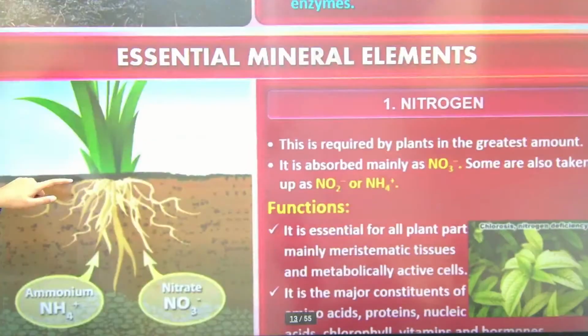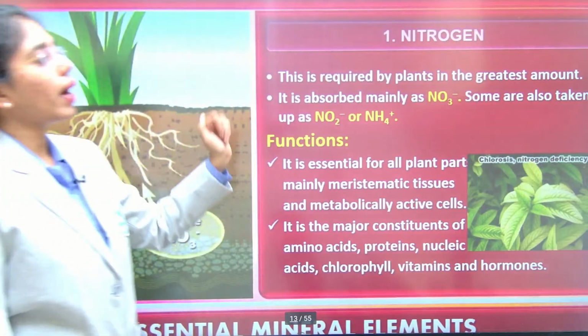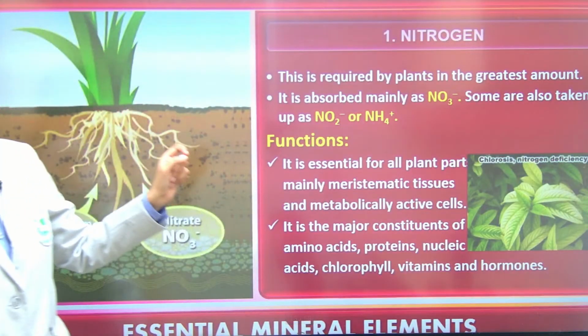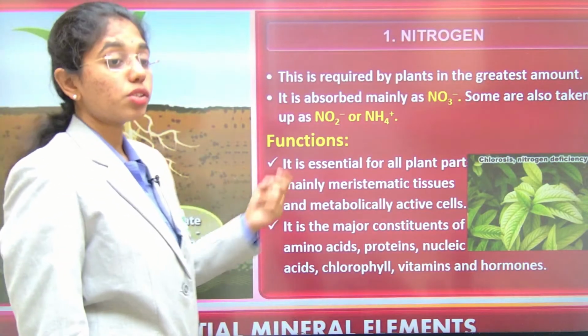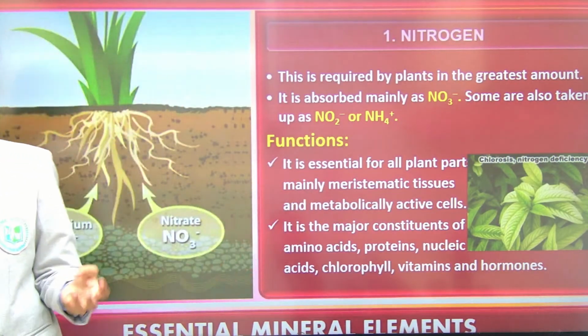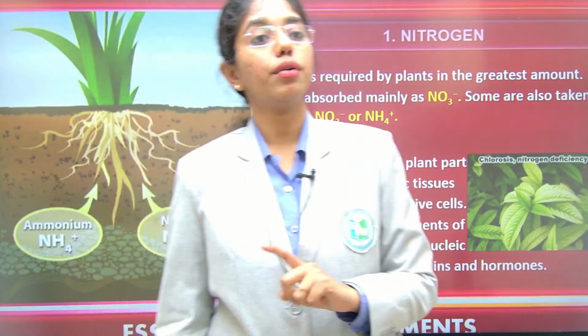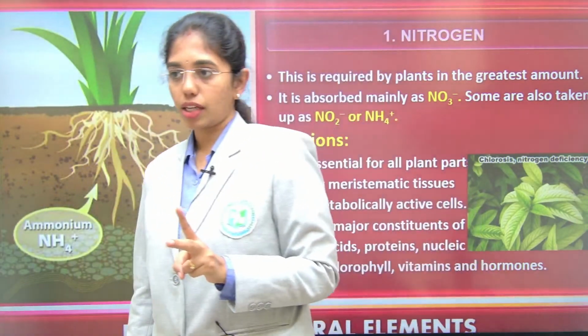Next, first is nitrogen. This is required by the plants, where it is absorbed in the form of nitrates, nitrites, and it is also taken sometimes in the form of ammonia. Though ammonia is toxic to most of the plants, it will be converted to nitrates and nitrites mostly.